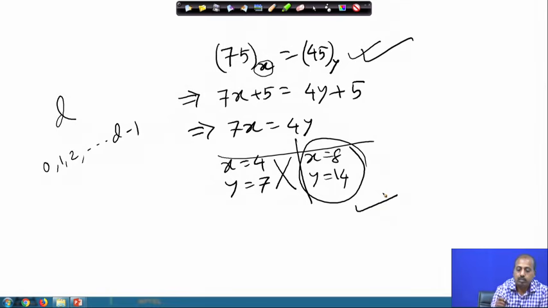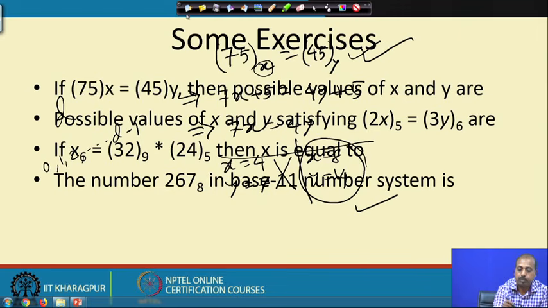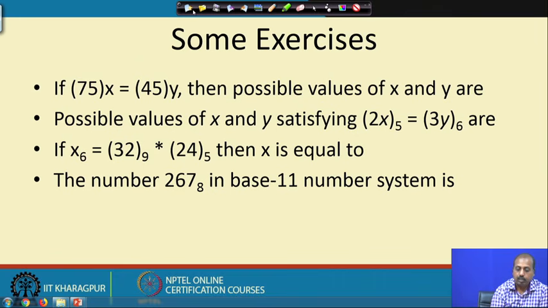Okay. So, we will take another example, say this one: 2x to the base 5 equal to 3y to the base 6. By a similar logic, it is 2 into 5, that is 10, plus x, equal to 3 into 6, that is 18, plus y. So, you get a condition that x minus y should be equal to 8.